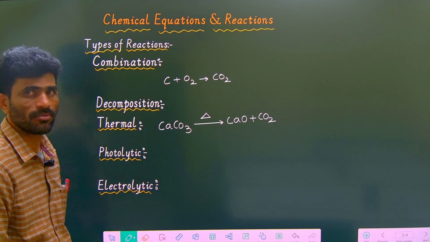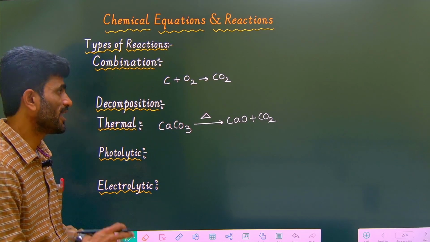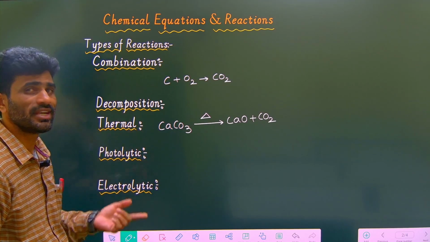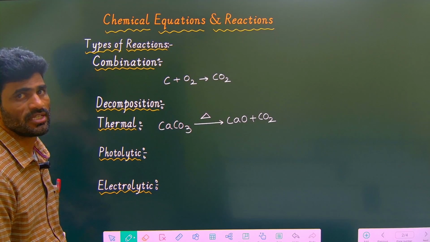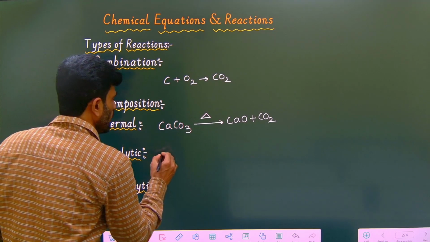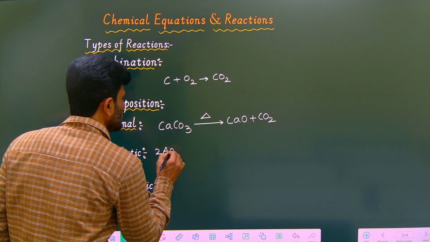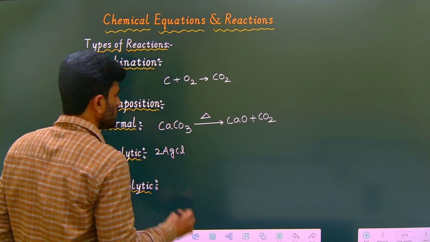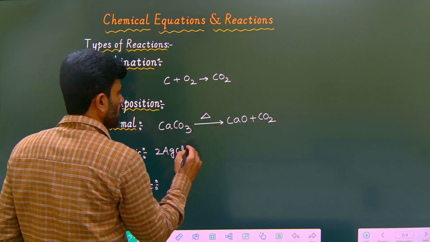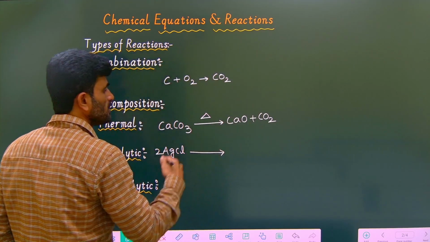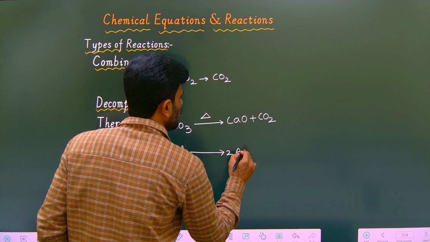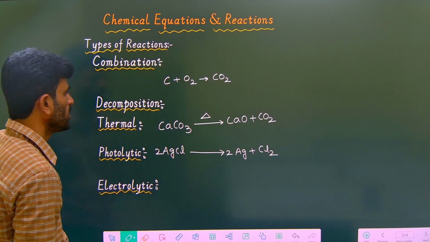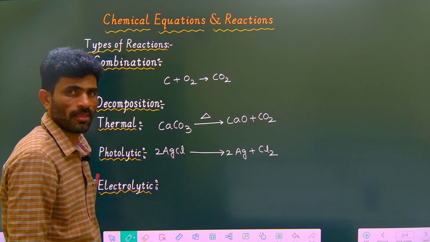Next we have photolytic decomposition. Photolytic decomposition means that instead of heat energy, we use light energy. If by using light energy you decompose the substance, we call it photolytic decomposition. We have this example, 2AgCl, silver chloride. If you keep 2AgCl in light, what happens? It will be decomposed into 2Ag plus Cl2. It is used in black and white photography.